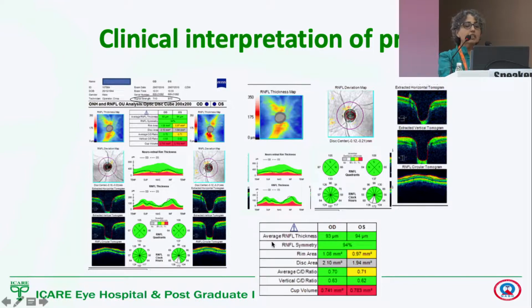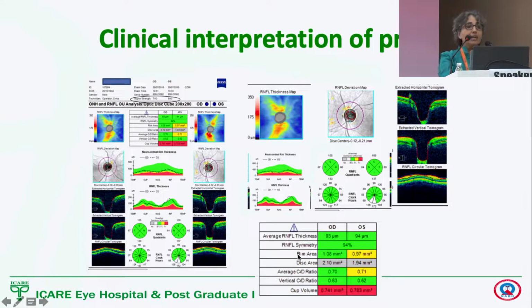The next one over here is RNFL asymmetry, which means how different the RNFL in one eye is from the other. And we understand in glaucoma that asymmetry can be an early diagnostic tool when it comes to picking up optic neuropathy in glaucoma. The rim area.